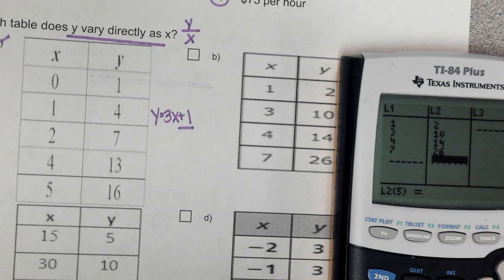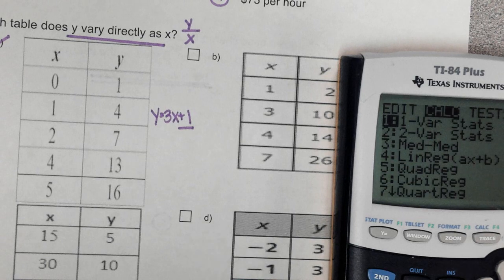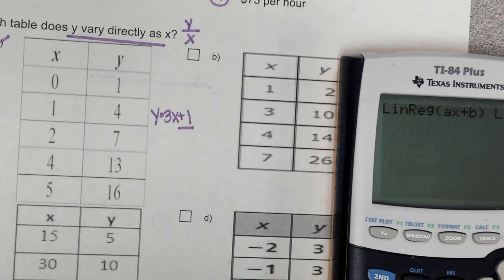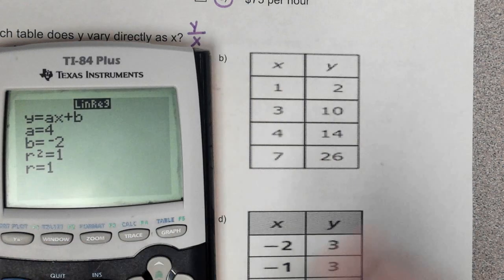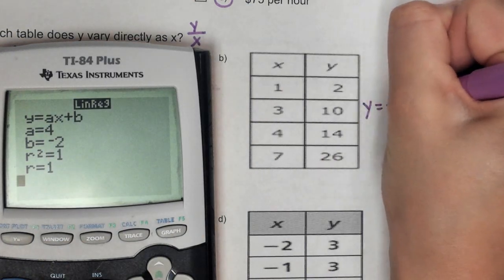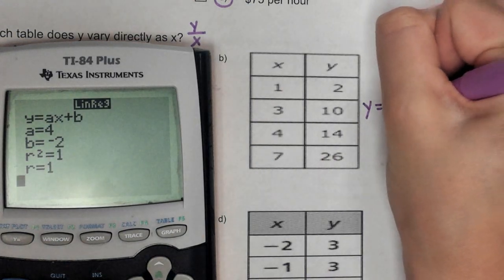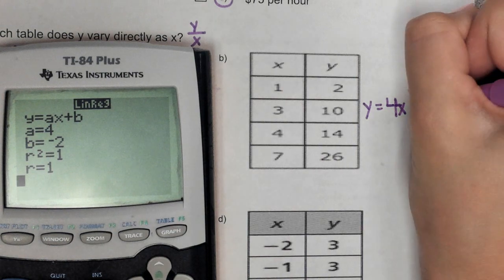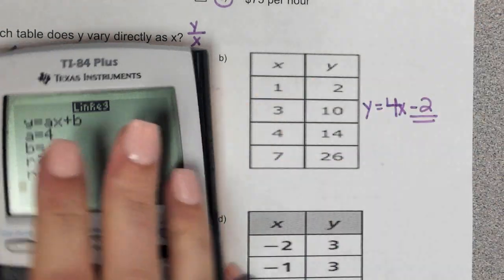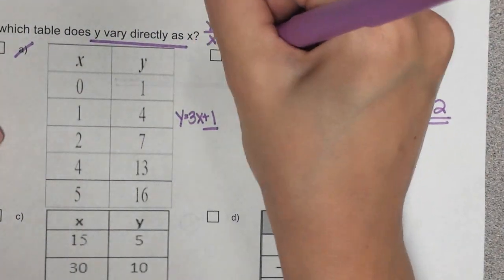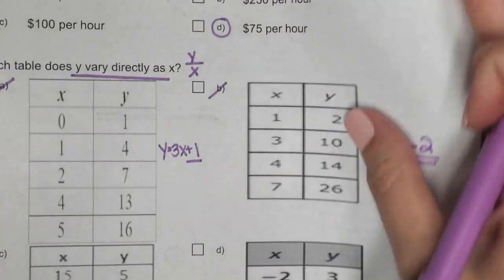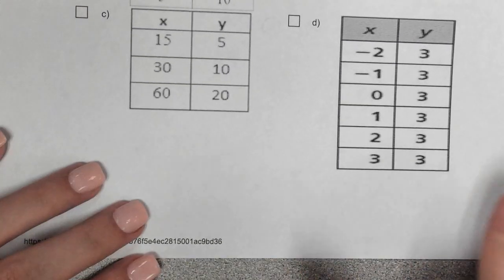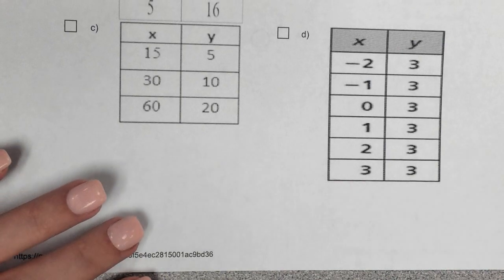We type in our points, stat, right, 4. So my equation is y equals 4x minus 2. Again, this is not direct variation because it's got that y-intercept other than 0. And you could do that for each equation.